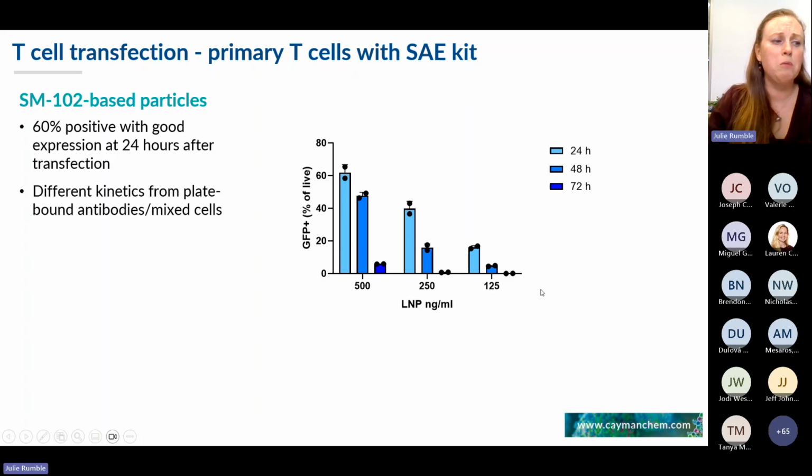Cells prepared in this manner proliferated massively over the course of the experiment and were successfully transfected with SM-102 particles. We observed the highest expression at 24 hours after transfection, which decreased with time and also with lower doses of LNP.